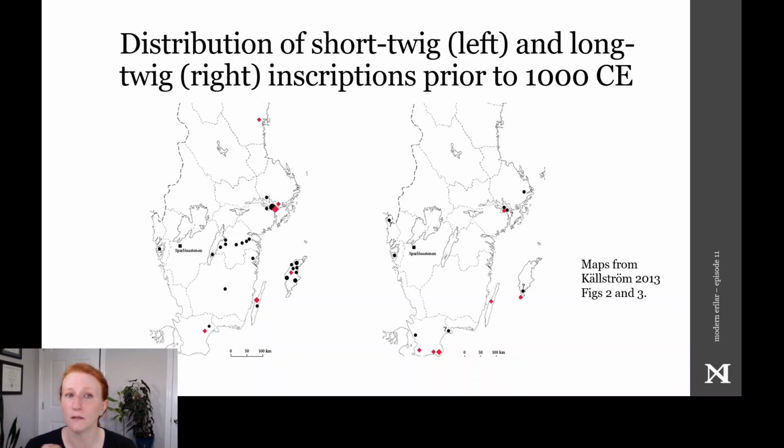Inscriptions with only long twig runes, however, were rare in Sweden during this period, relatively early, and there are very few runestones, only about 10, that are carved purely in long twig runes. Exclusively long twig inscriptions almost always appear in coastal areas and never in the interior where short twig runes appear.